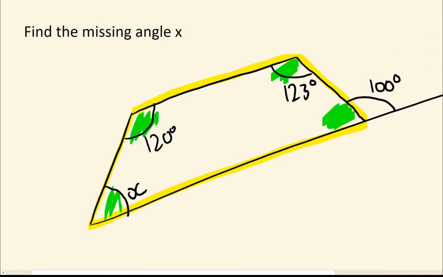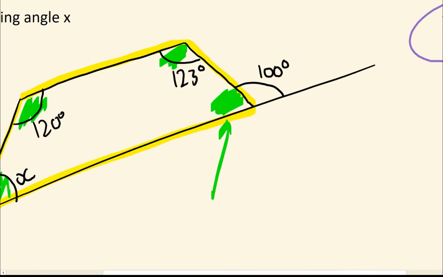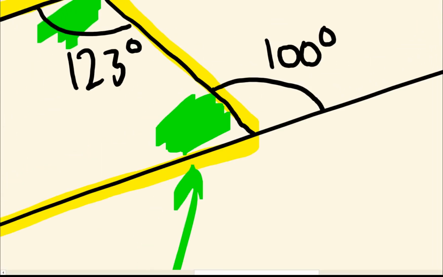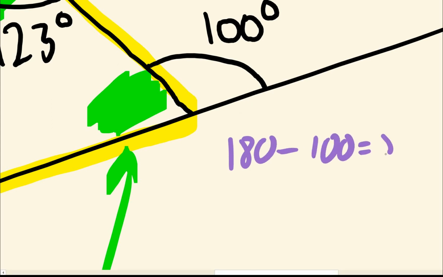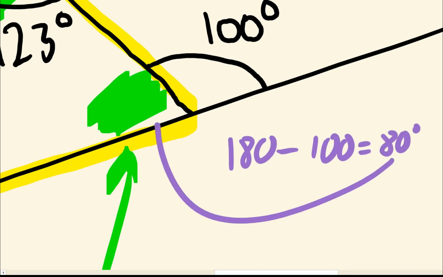And here we can see a problem. We are missing one angle. Okay, in order to work out x, we need all the angles except x inside the shape. So what we need to do, we need to zoom in on here. I should notice we've got a straight line here. And we know from before that angles in a straight line add up to 180 degrees. So we've got 100 degrees. So if we do 180 minus 100, that will give me 80 degrees, which is this missing angle here.